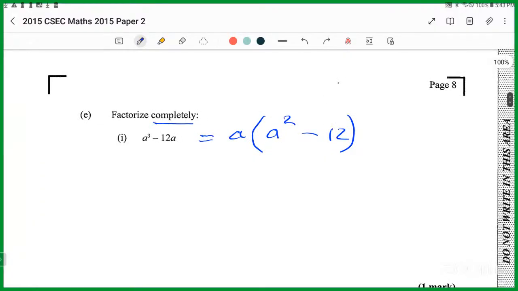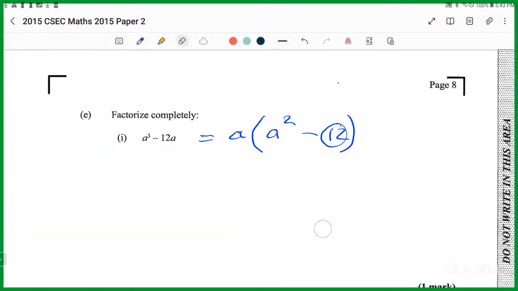But I said completely, the fact of the matter is that inside here can be represented as the difference of 2 squares. Because see this 12, even though it's not a perfect square number, it can be written as the square root of 12 squared. So like a square root and square it back, that is still equal to the 12. So to express 12 as a squared number, you square root it and then square it back.